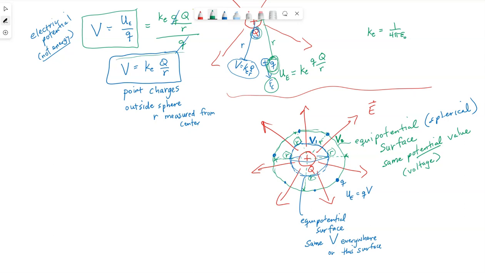The beauty of potential is that it's not a vector. This is a scalar. It can be positive or negative. I mean, it's going to be negative if we have a negative capital Q. So Q determines whether we have a positive or negative value.